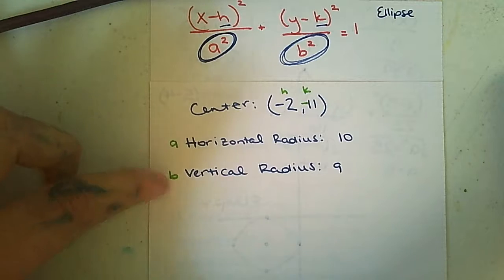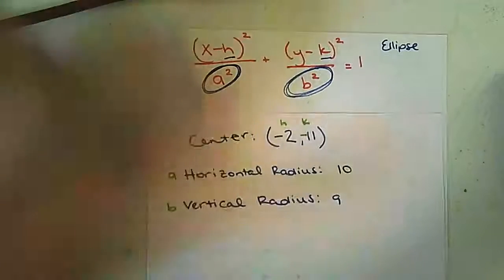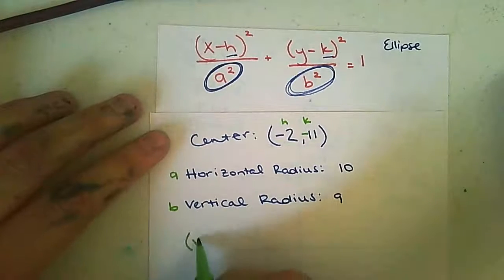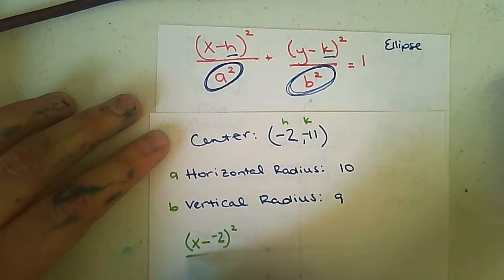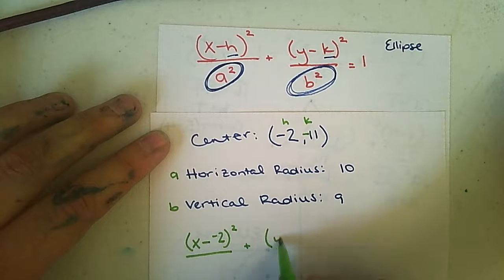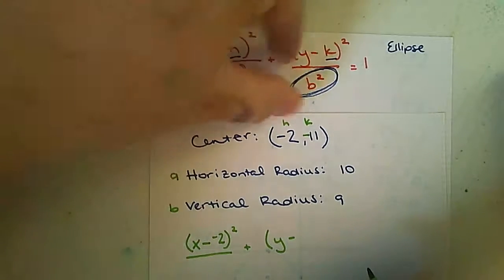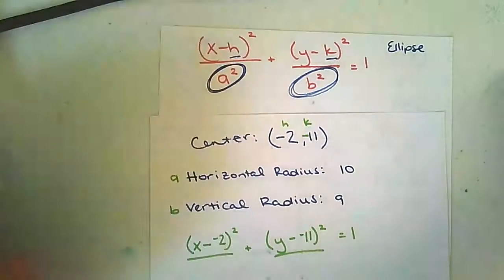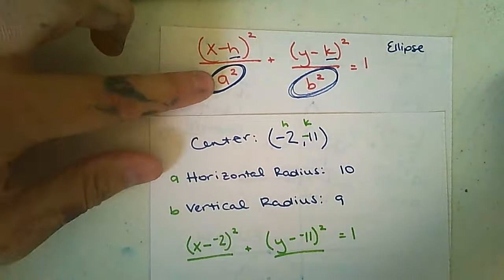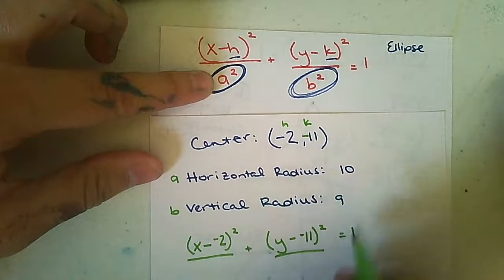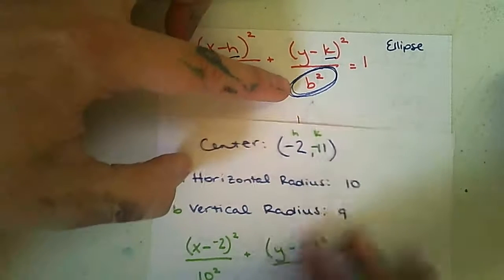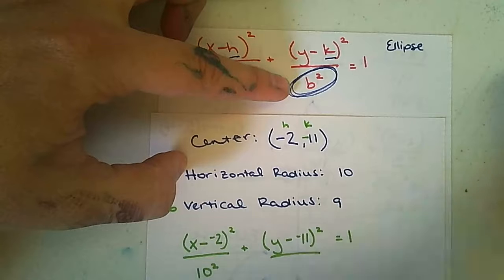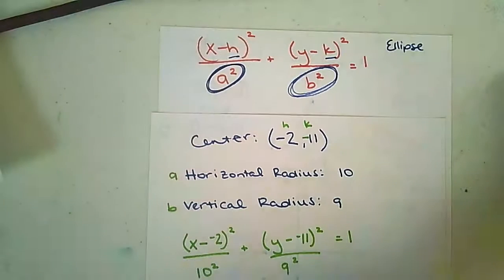So all we're going to do is plug all of this stuff in for our values up here. We will have x minus our h value, which is -2. I'm going to leave that for now. And then we have y minus our k value, which is -11. Now I'm going to have a squared. Remember our horizontal radius, that is our a, so I'm going to have 10 squared. And our vertical radius, remember that's b, so I'm going to have our vertical radius squared.